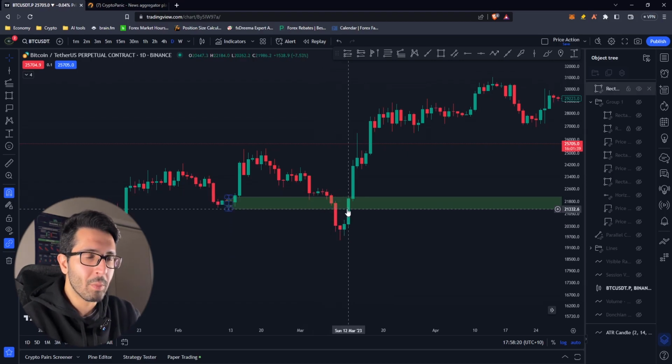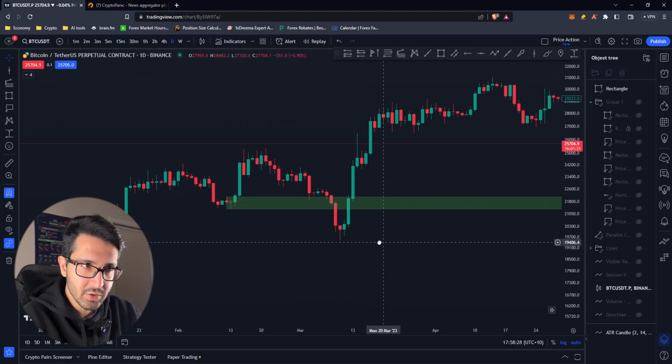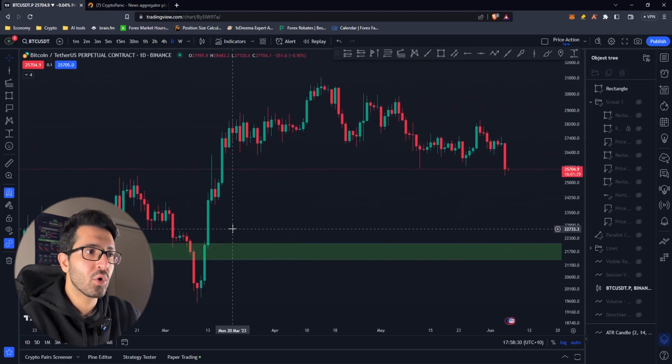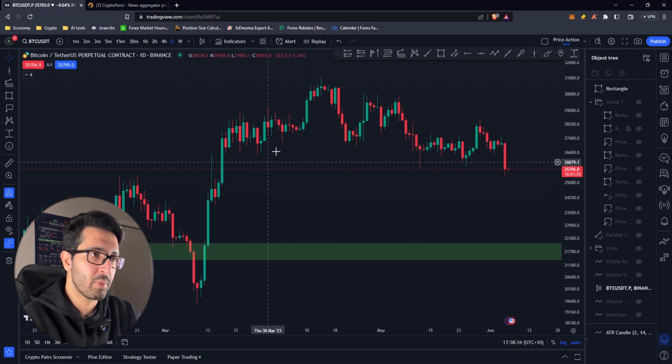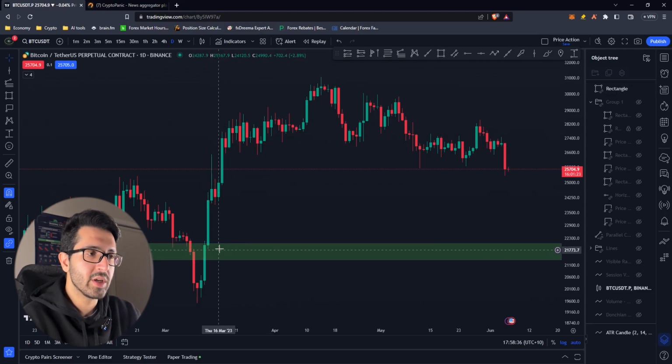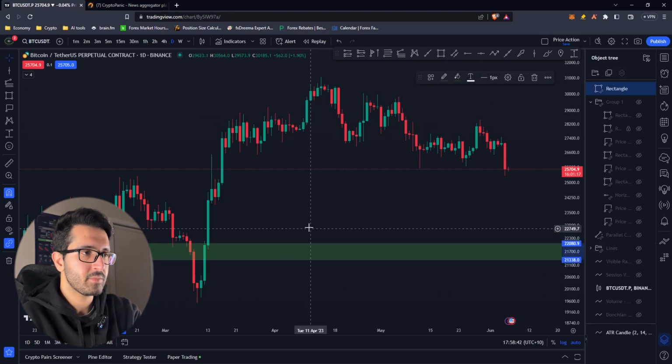But when they have a pullback, a lot of people think, oh, this is an area of resistance now, because it was support, now it is resistance, so they open a short position. So again, a lot of people are going to be at a loss as well when we have a pump in here. They are still at a loss and kind of stuck in this level between 22,000 and 21,000.